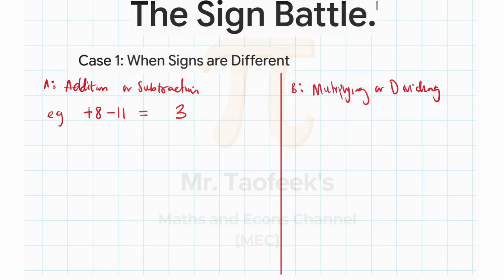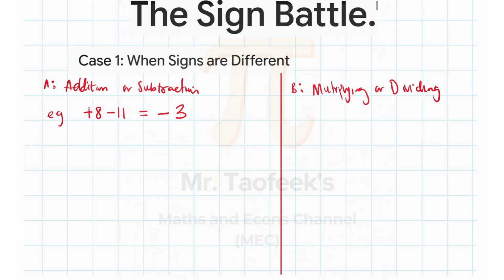So if you look at this question, we have plus 8 and minus 11. The minus sign has the number 11 attached to it, which is the bigger number. Therefore our answer is just going to be a negative answer, and that's all.